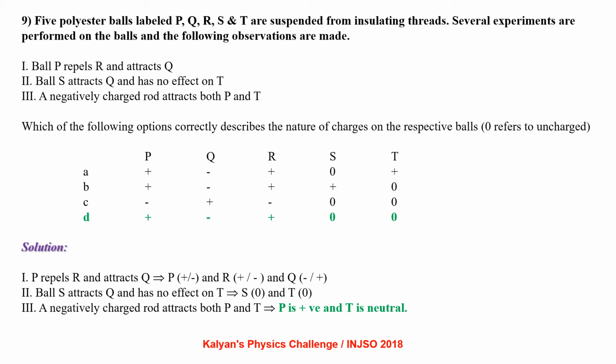0 refers to uncharged. Let us see the observations one by one. P repels R and attracts Q. So, if P is plus or minus, then R is plus or minus and Q is minus or plus. Ball S attracts Q and has no effect on T. So, S is 0 and T is 0. A negatively charged rod attracts both P and T. So P is positive and T is neutral, because a neutral object can be attracted by either a positive charge or a negative charge because of induction.